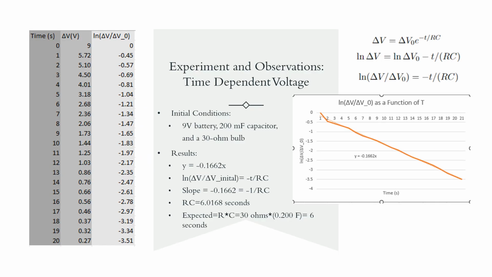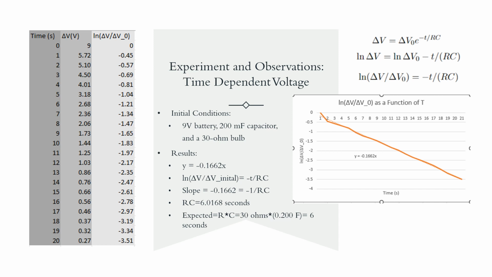For this next part, we had a 9 volt battery, a 200 millifarad capacitor, and a 30 ohm bulb. I then took several readings of the potential difference as a function of time over the course of 20 seconds. We took these readings as the capacitor was slowly discharging. We found that the potential difference of the capacitor should change according to the first equation in the top right. When we linearized the data, we found the slope to be negative 0.1662 once the data was graphed and the line of best fit was found.